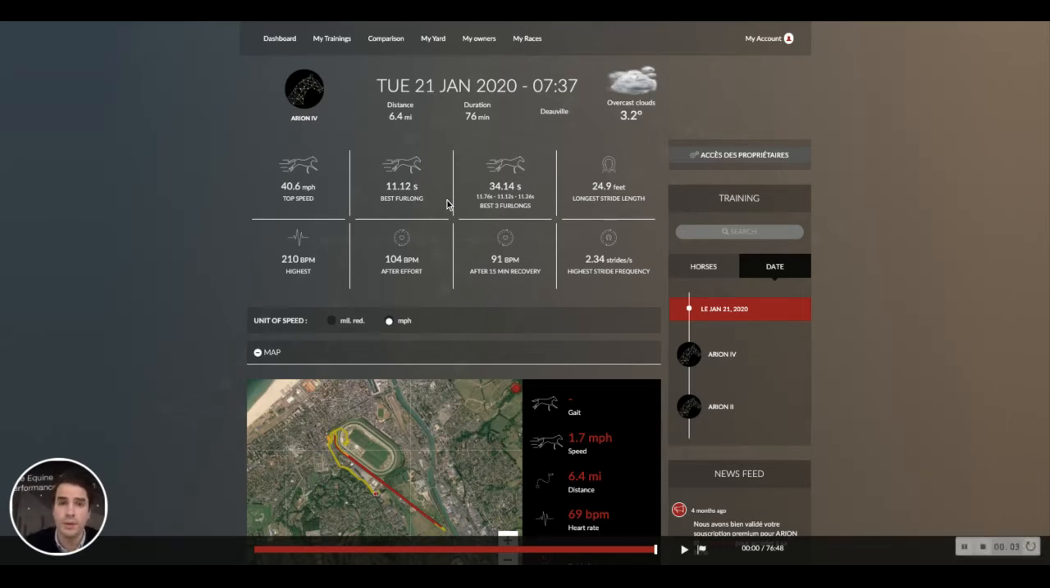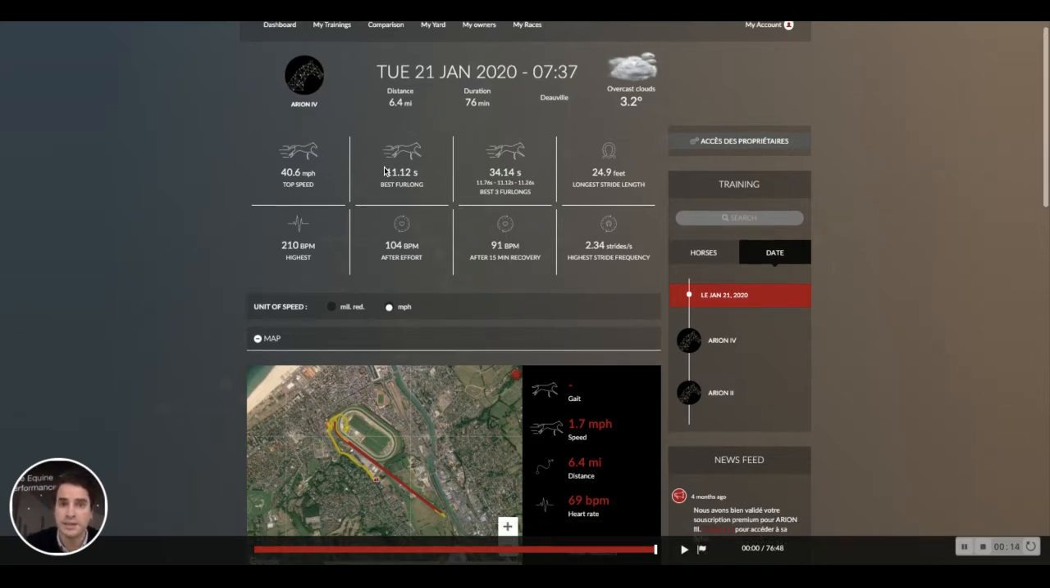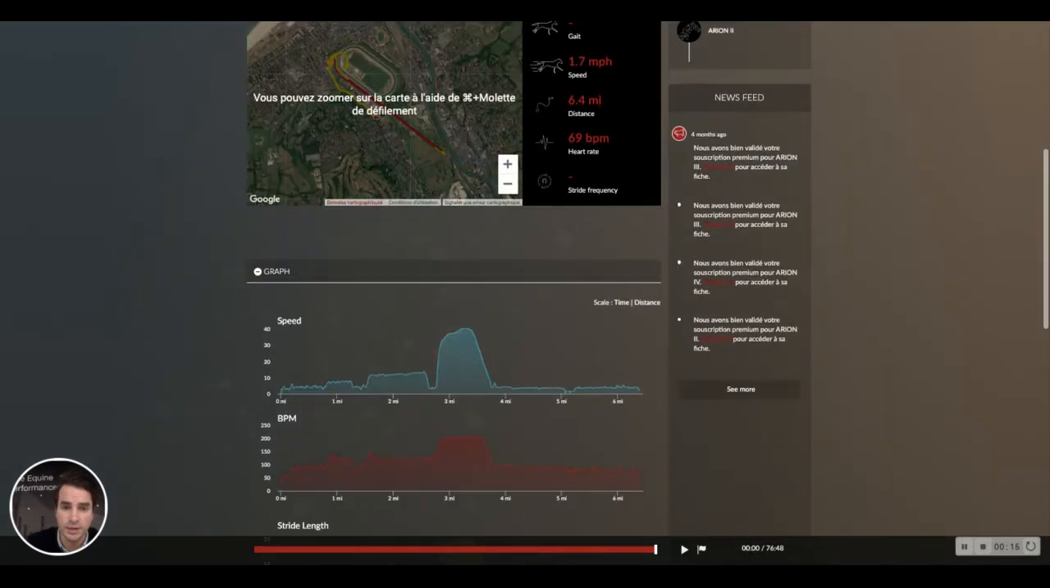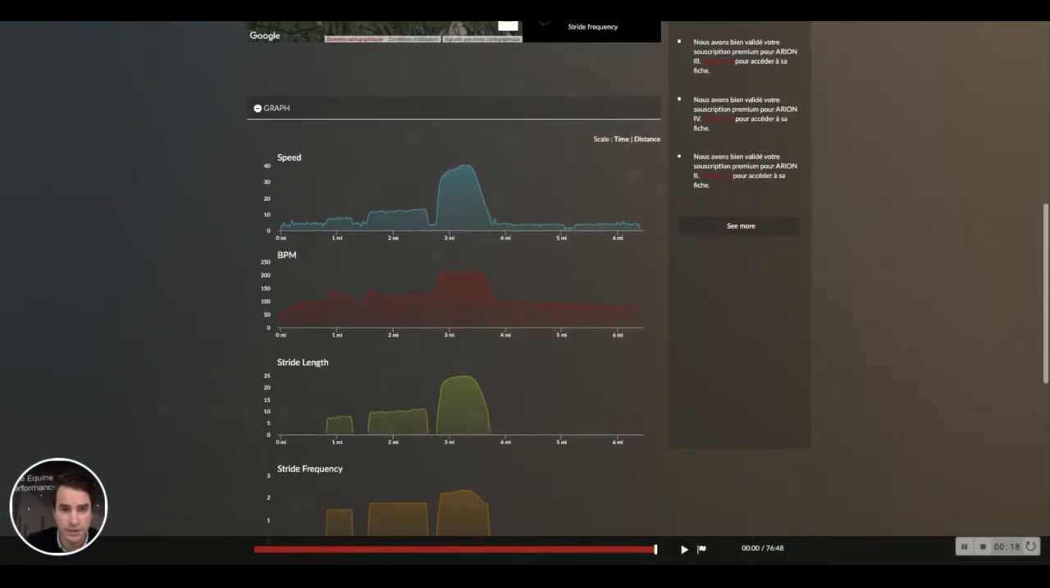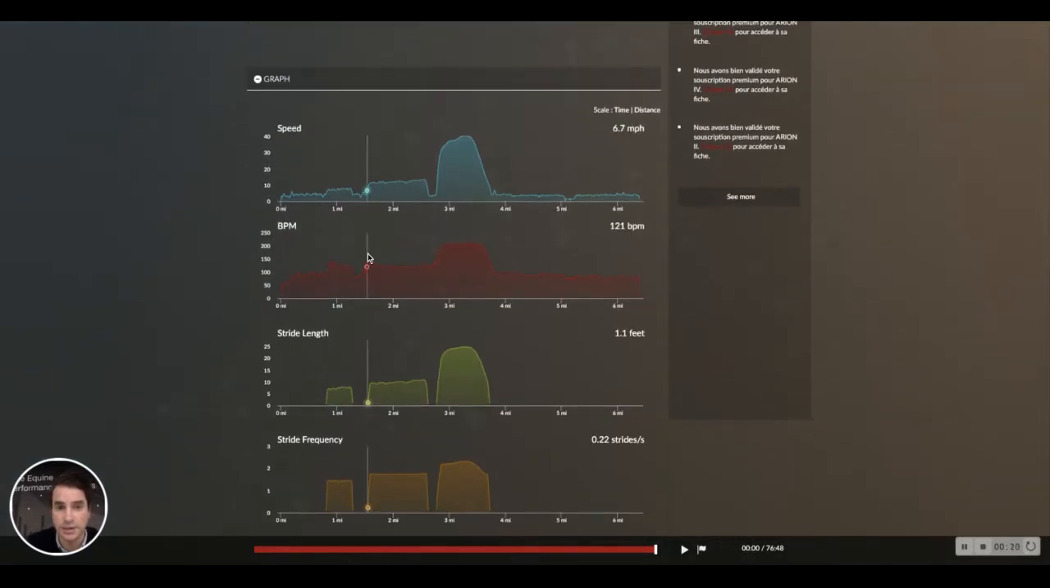So in this video, I'm going to show you what heart rate recovery looks like from a Group One horse doing quite strong exercise, with our analytic web platform. Here I'm going straight to the graphic, and you can see the entire exercise of the horse.